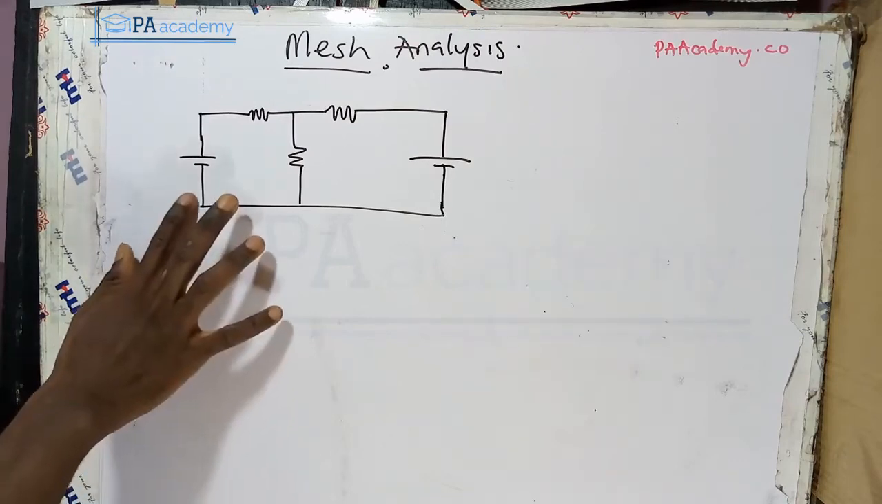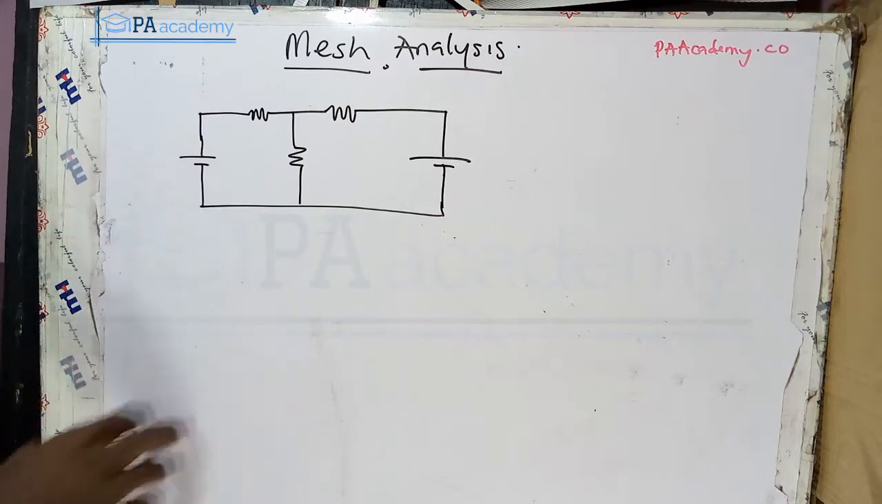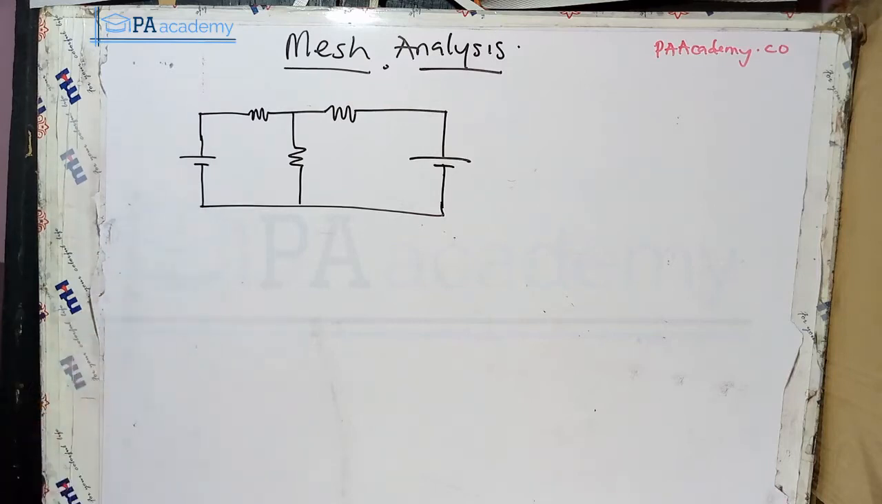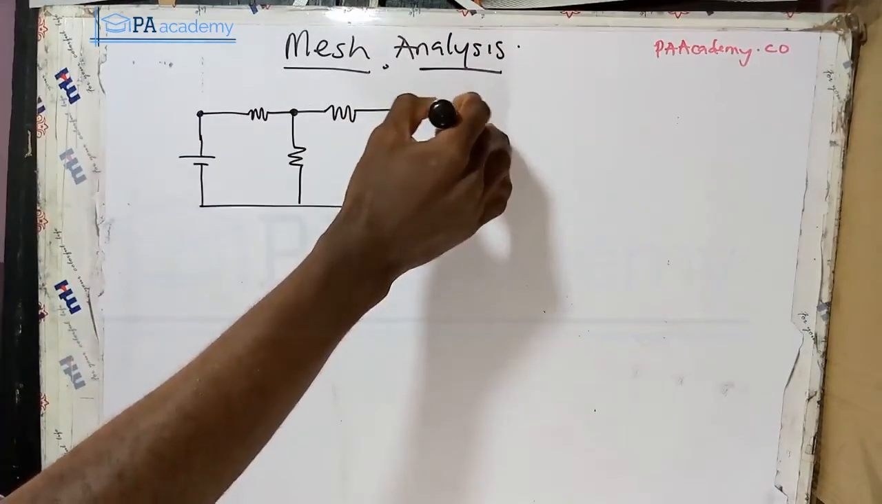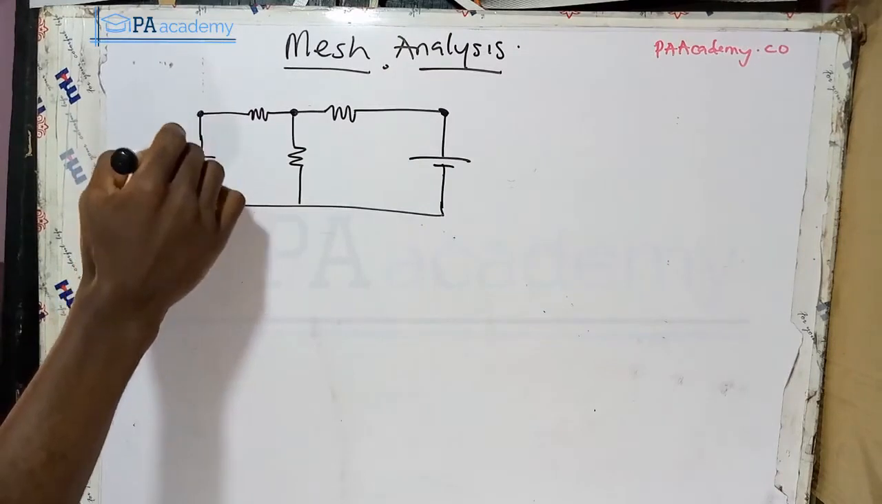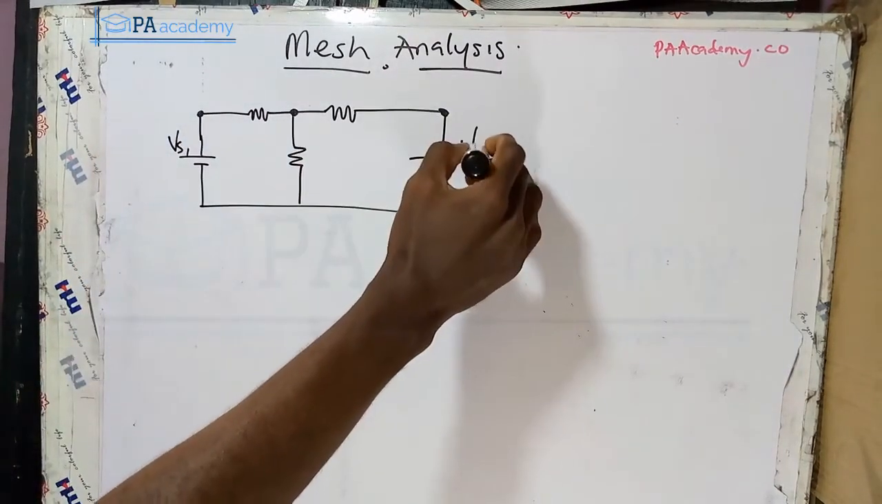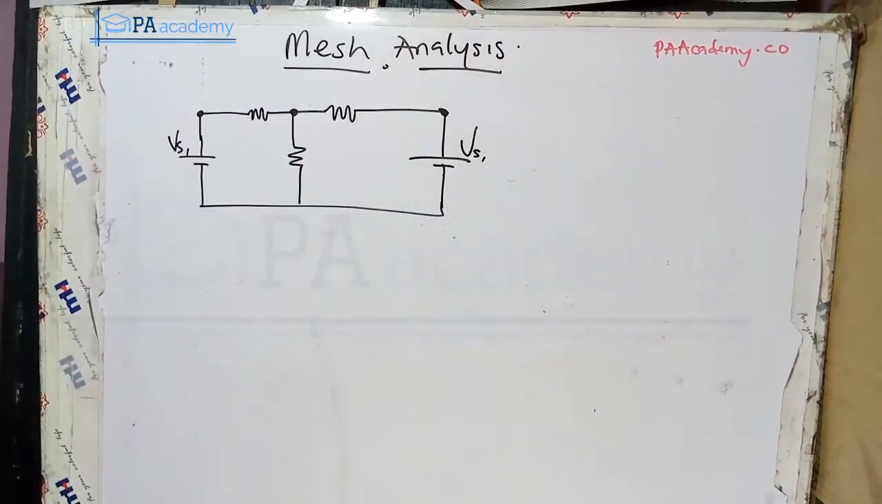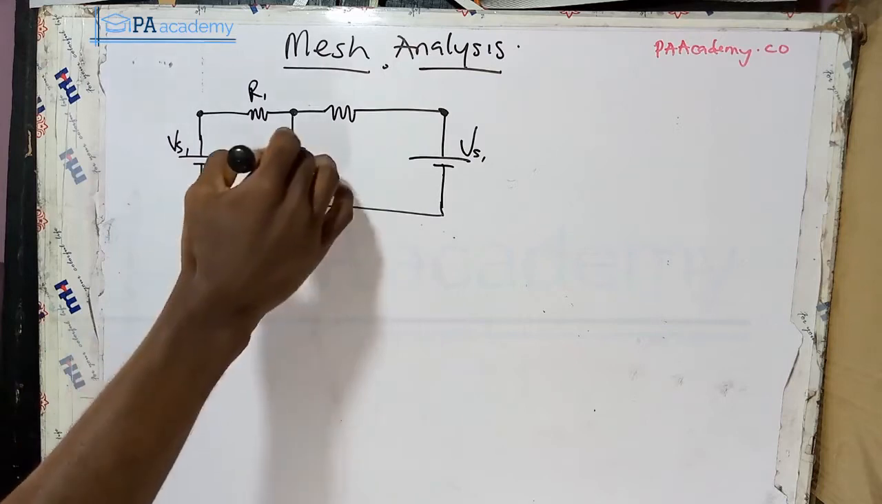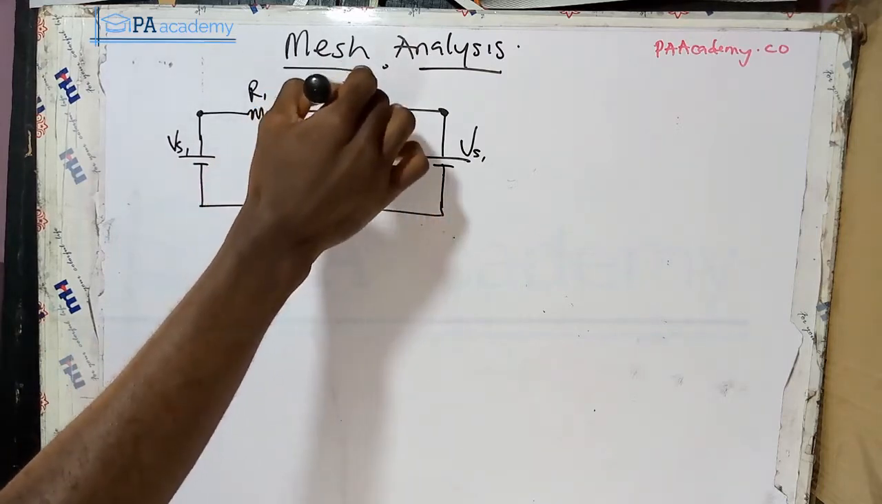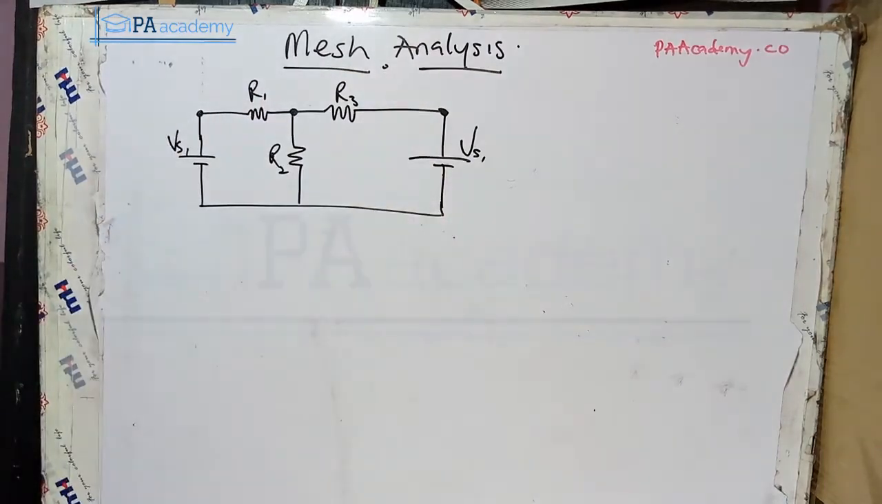Now let's come back to this circuit. Now this circuit that we are having here, let me point out some of the nodes. And then let's call this voltage source 1, and then this is another voltage source. If you watch the video under Kirchhoff voltage law, you should be familiar with this circuit. So this is R1. Let's call this R2, and then let's call this R3.